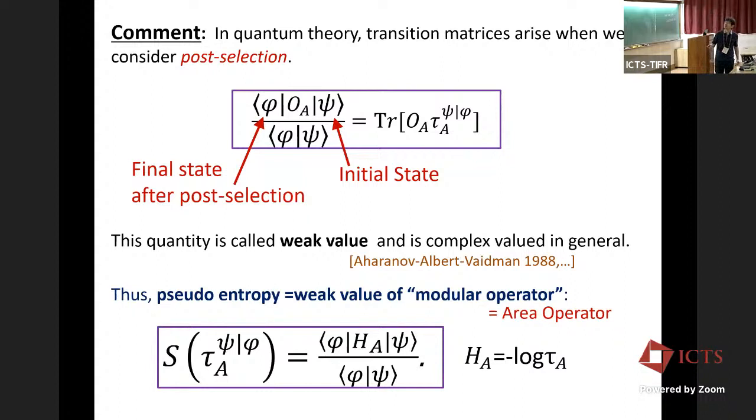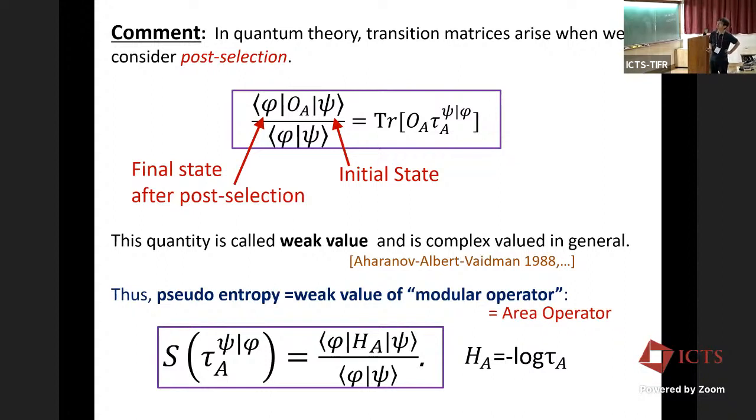Good question. If these are orthogonal to each other, we cannot define this quantity. So I'm always assuming this overlap is not 0. Otherwise, this quantity is not well defined. But anyway, this quantity is called the weak value in the context of quantum information theory.